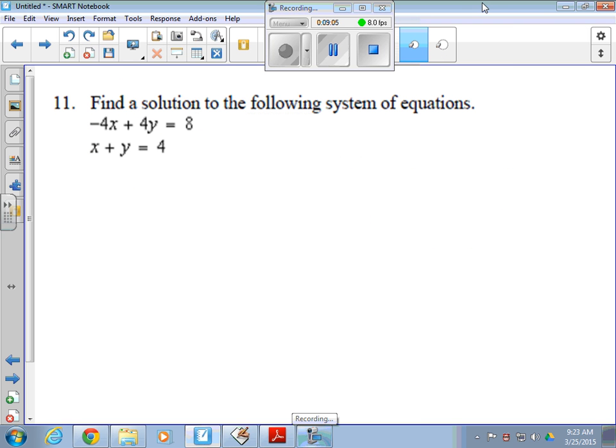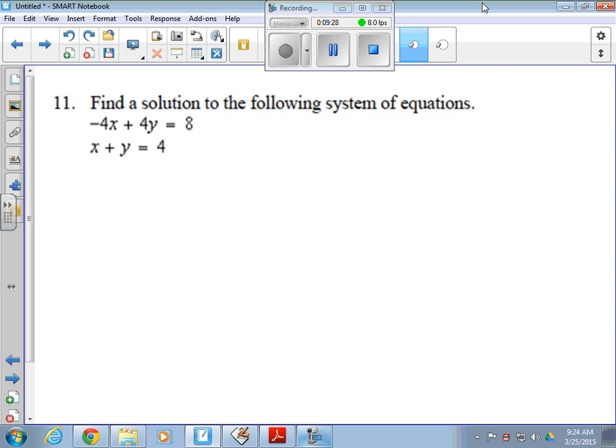Number 11 says find a solution to the following system of equations. It doesn't tell you to use substitution, doesn't tell you to use the combination or elimination method, and doesn't tell you to graph them and find where they intersect. So you have to pick the best method. You can make this the substitution method if that's what you prefer, or you can make this the elimination method if that's what you prefer.